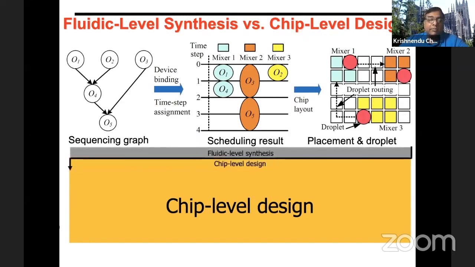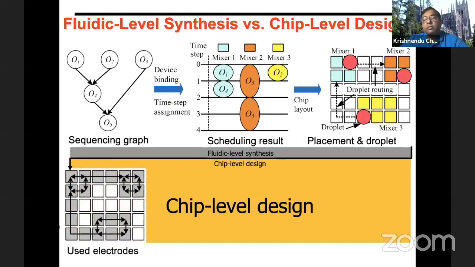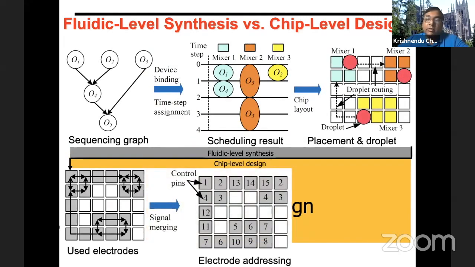And then the chip level design, basically what I have is I have the electronics going underneath the microfluidic layer. I have the fluidics on the top, and below that I have the wiring that is used to control the electrodes. So I need to know which electrodes get utilized at which point in time. And then I have to think about my control pins. I have to now add IO pins to the chip so that I can use these IO pins to provide the voltages to turn the electrodes on.